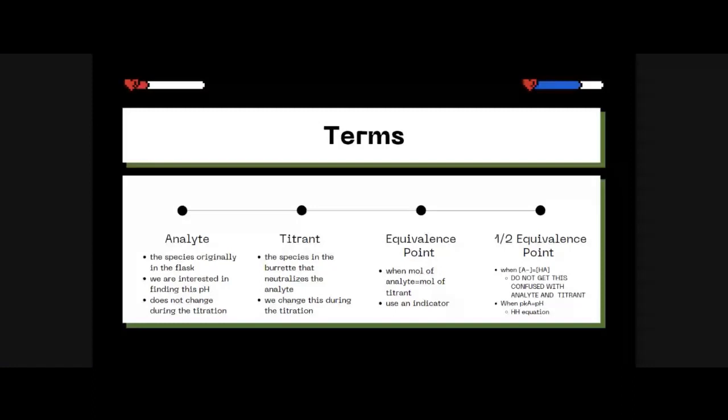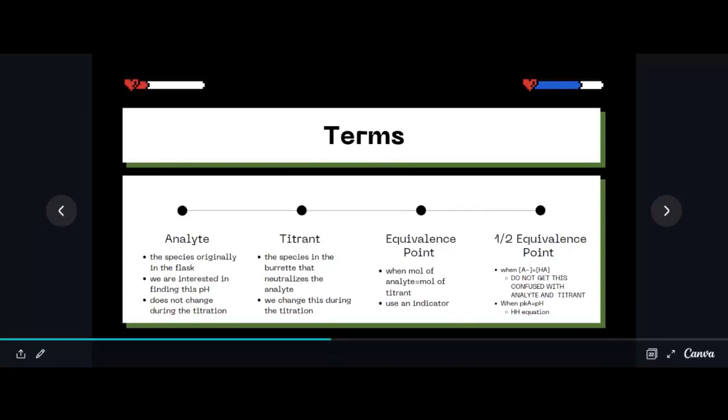This is also when pKa is equal to pH. So you remember the HH equation has pH equals pKa plus the log of A minus over HA. So if A minus over HA is the same, then it's just 1. So log of 1 is 0, and you're just left with pH equal to pKa.